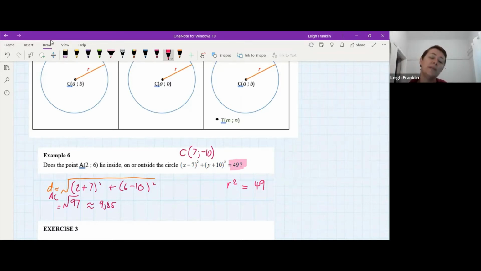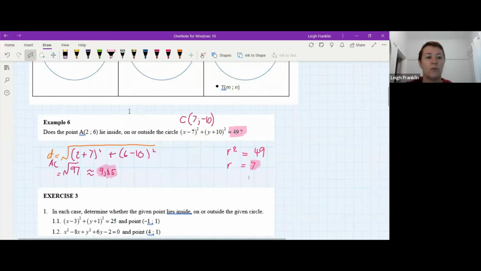Remember, normally when we take a square root, we would have to say positive or negative, but because this is a distance, it can only be positive. So that means that r has to be equal to 7. So now these are the two numbers we are comparing. The distance from the point to the center of the circle is 9,7. The length of the radius, from the circle center to the circumference, is 7. So does this point lie inside, on, or outside the circle?